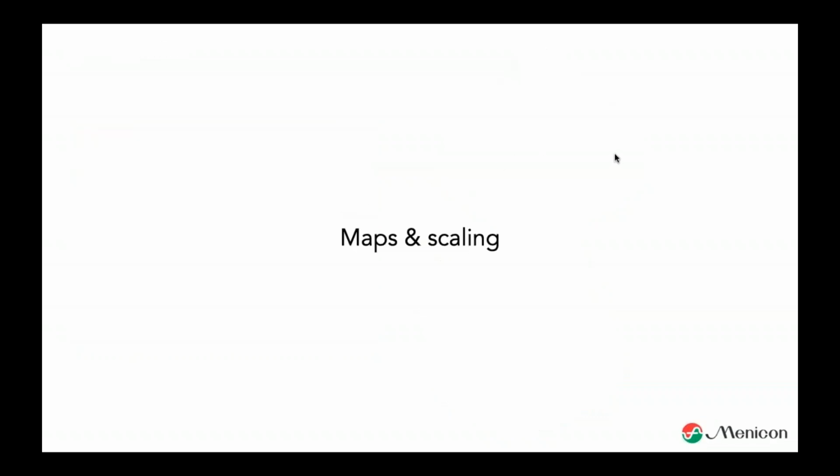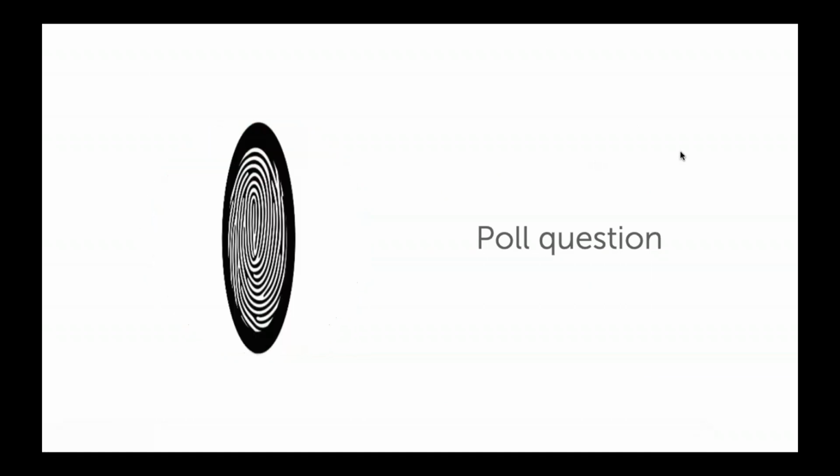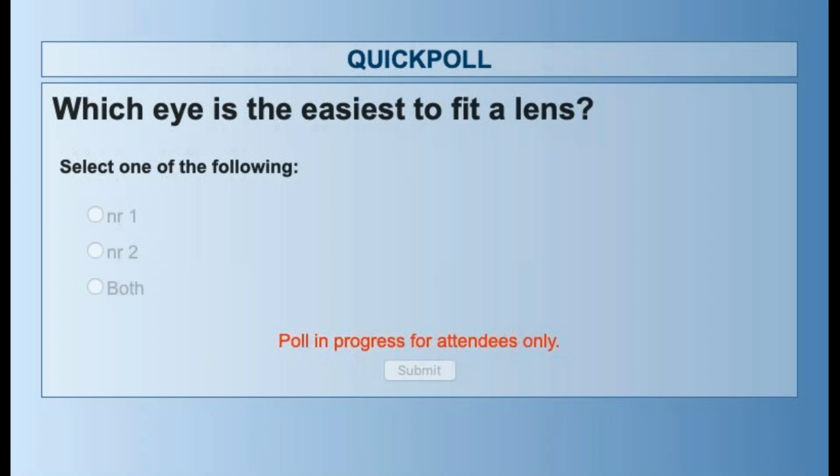Okay, then about maps and scaling. And there is a second poll about it. Let me show you the poll. And the poll is the following. Which eye is the easiest to fit a lens? In which eye can you better fit a lens? And take a moment. I will be quiet. And I will launch the poll.